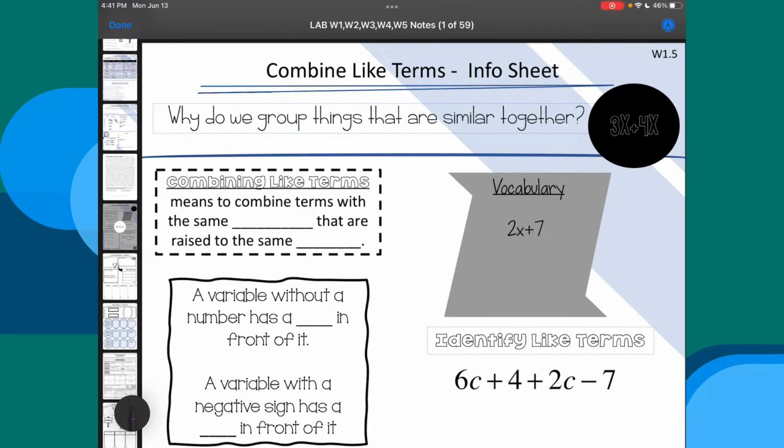When we put away our laundry, we combine things that are similar. We put all of our shirts in the same drawer together, all of our socks in the same drawer, all of our pants together. That makes it easy for us to find what we need. We do a similar thing with numbers when we are combining like terms together. Combining like terms means that we will combine terms with the same variable that's raised to the same exponent.